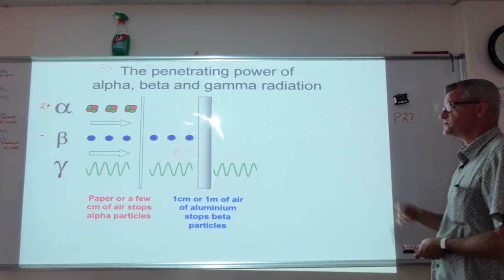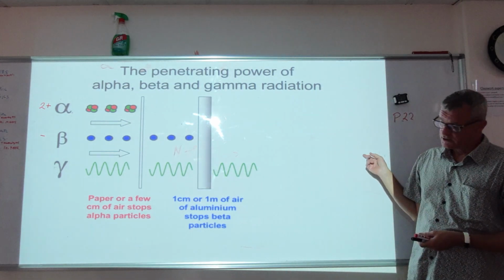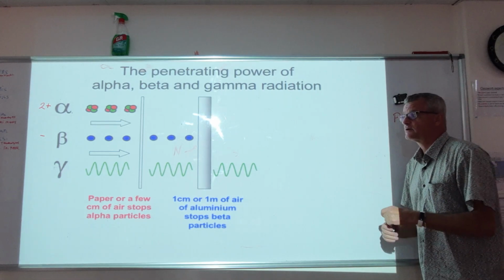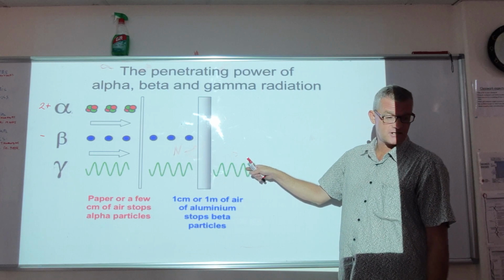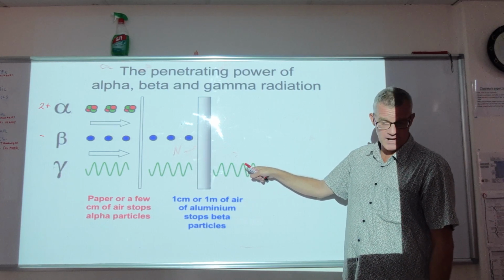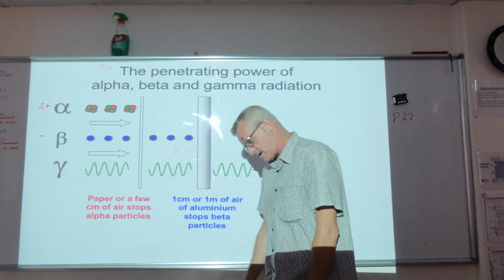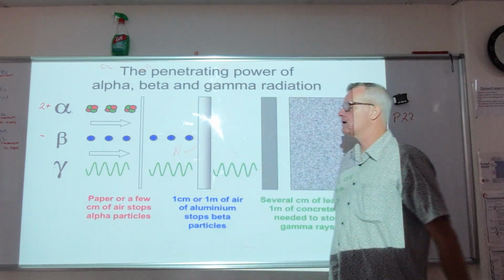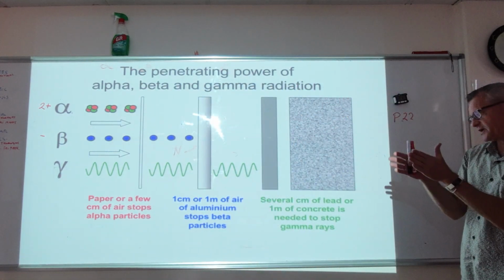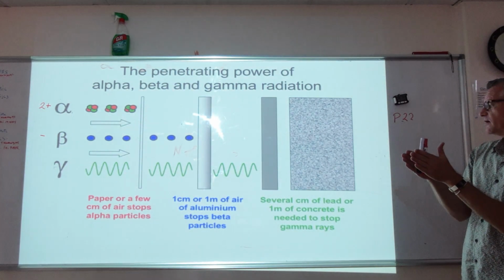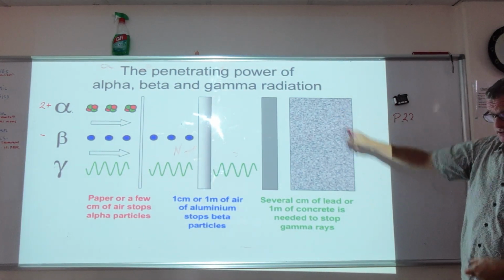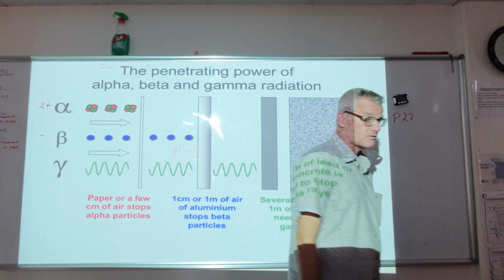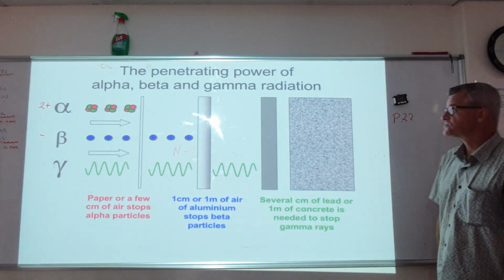But the gamma radiation is still penetrating. This goes straight through the aluminum foil. And now you will understand that despite the fact that the ionization of gamma is very weak, the penetration rate is very high. We can only stop gamma radiation with a thick plate of lead or a meter of concrete. Well, 1 meter of concrete, that's even thicker than the walls we have here at school.